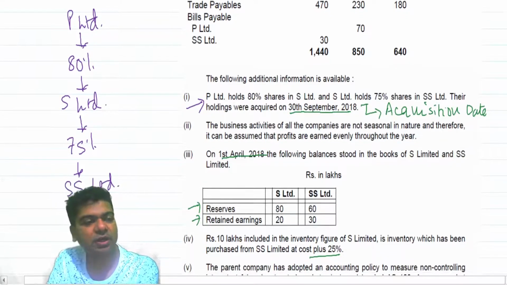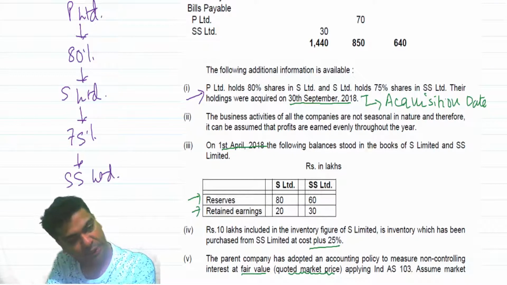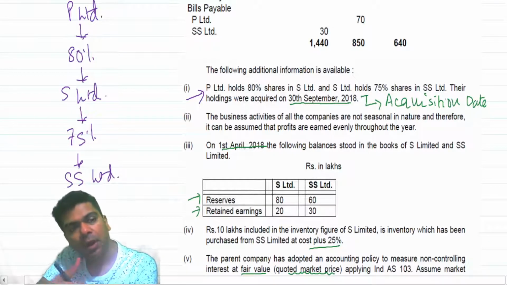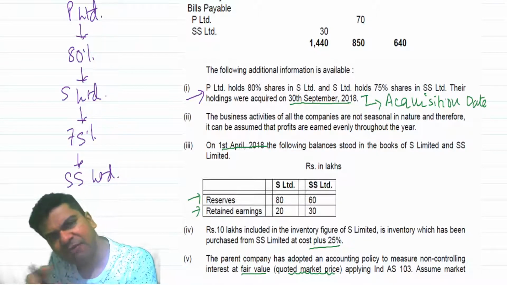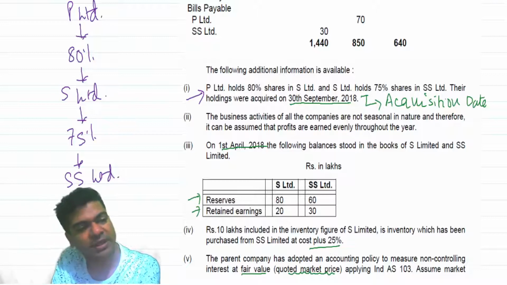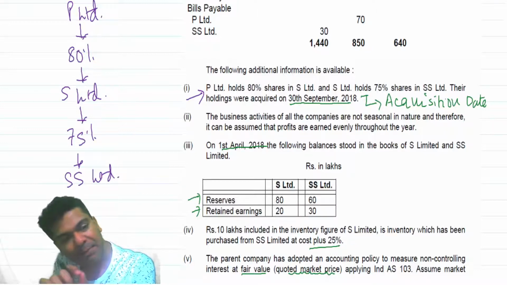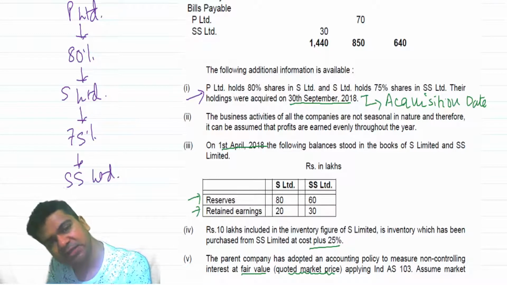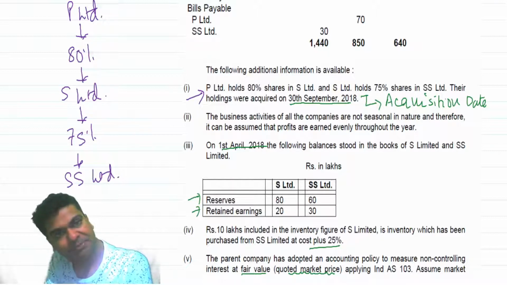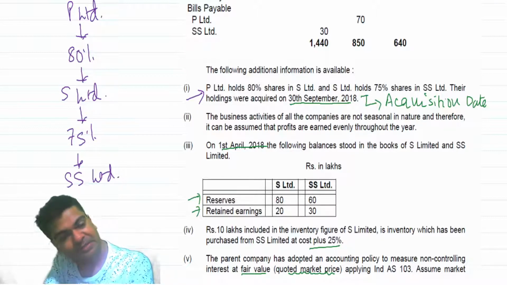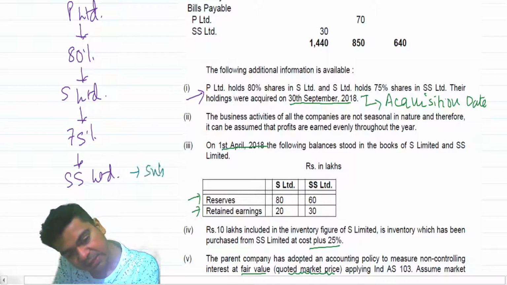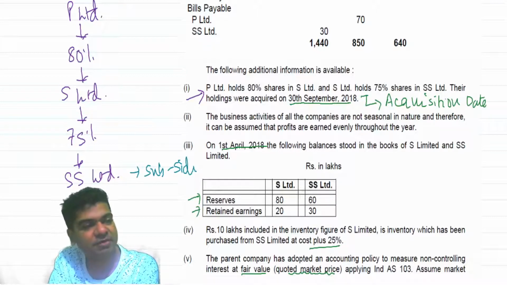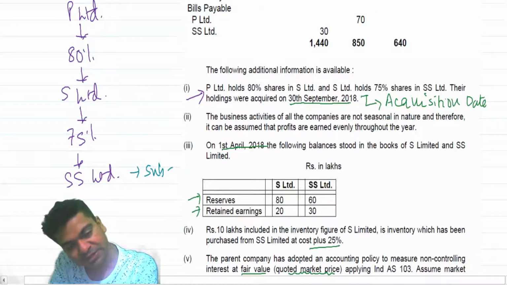This holding structure is what is popularly known as a chain holding structure, where you have a subsidiary and then the subsidiary has a sub-subsidiary. The alphabets are also very notable. P Limited we understand as the parent, S Limited we understand as the subsidiary, and SS Limited is a subsidiary of subsidiary. Subsidiary of subsidiary is also popularly known as a sub-subsidiary. You can even call SS Limited a sub-subsidiary. By sub-subsidiary we mean a subsidiary of the subsidiary.